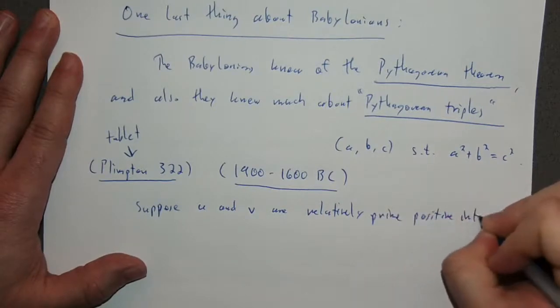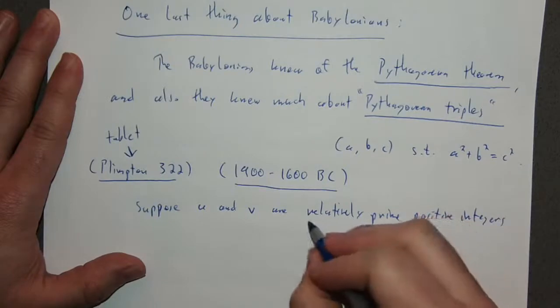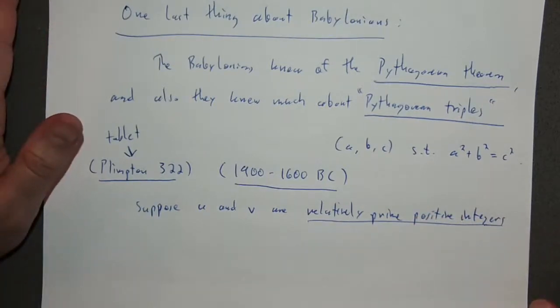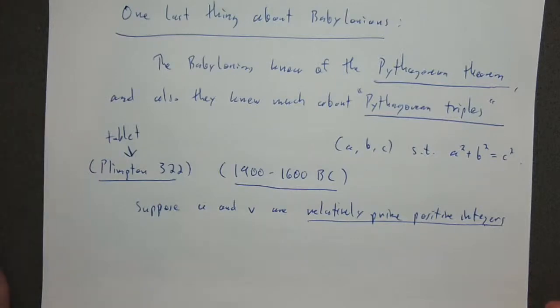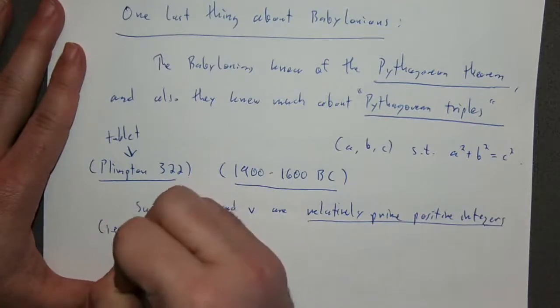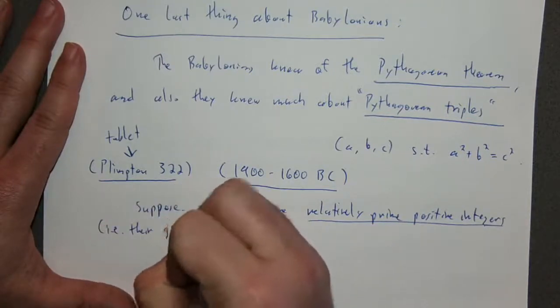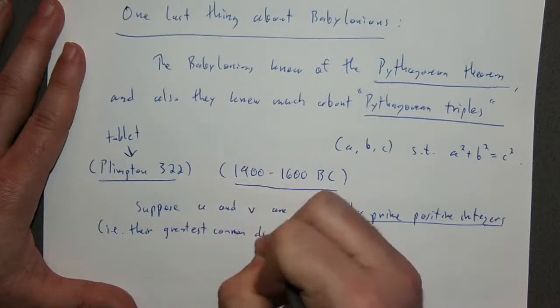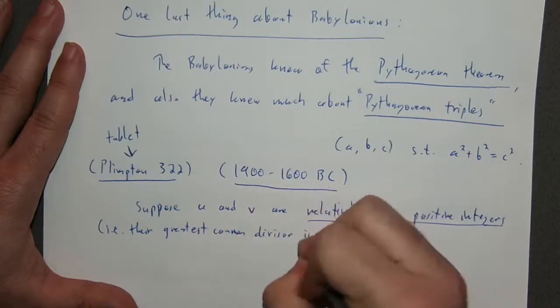Now, what does that mean? What does relatively prime positive integers mean? It means that their GCD is 1. It means their greatest common divisor is 1. I.e., their greatest common divisor is 1.